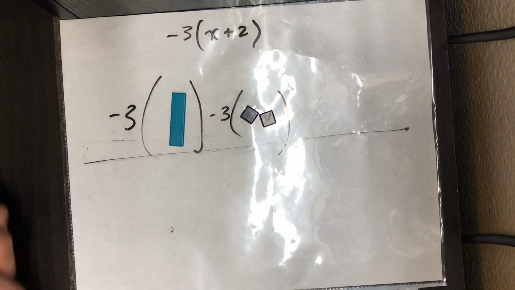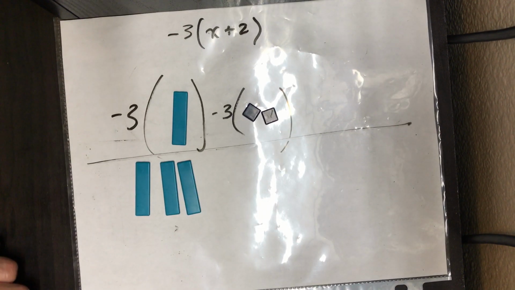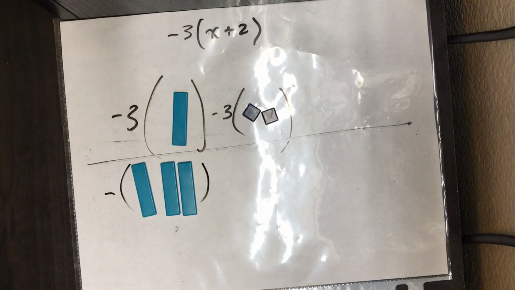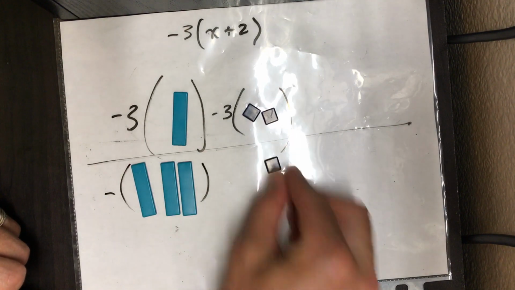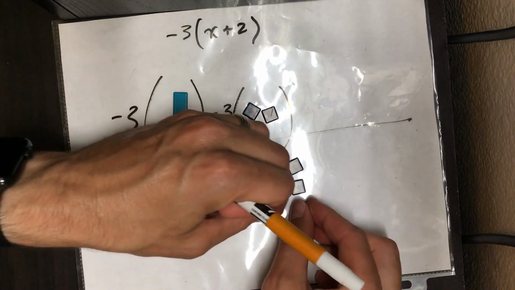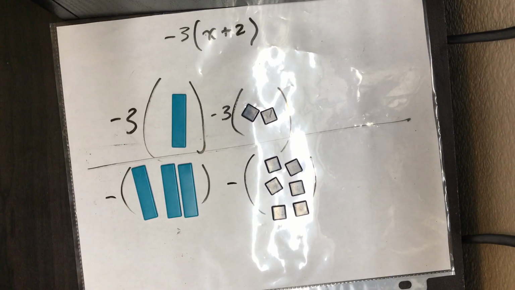Okay, so let's go ahead and expand this. I've got three groups of my positive x. Then I've got to remember I need the opposite of that. And then over here, I need three groups of those positive 2's. So there's one group, there's a second group, there's a third group. I'm going to remind myself I need the opposite of that.